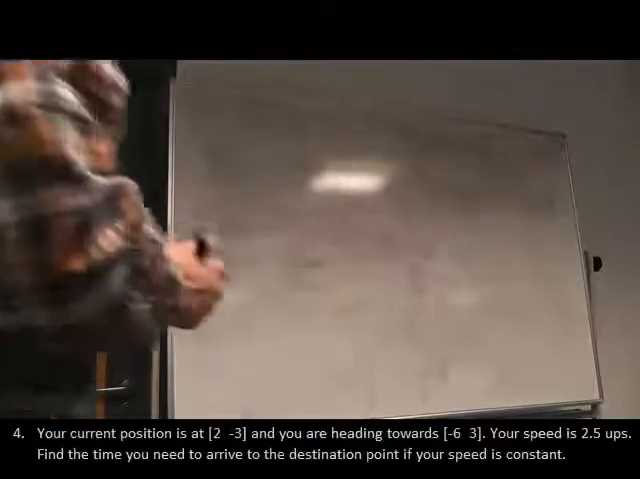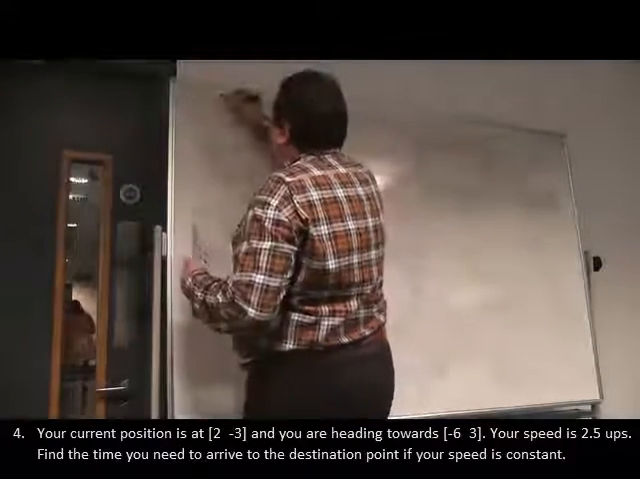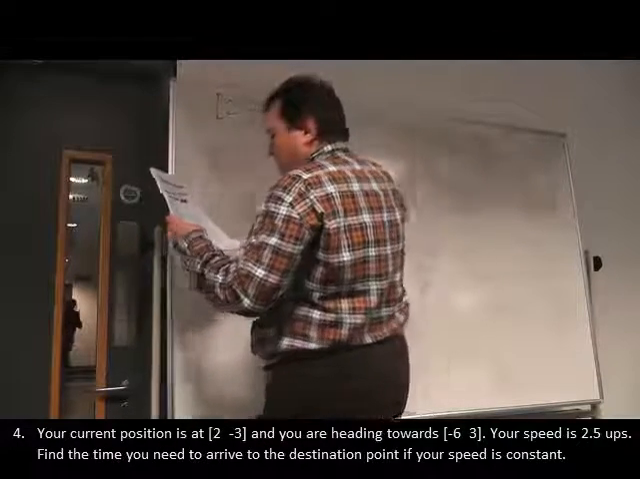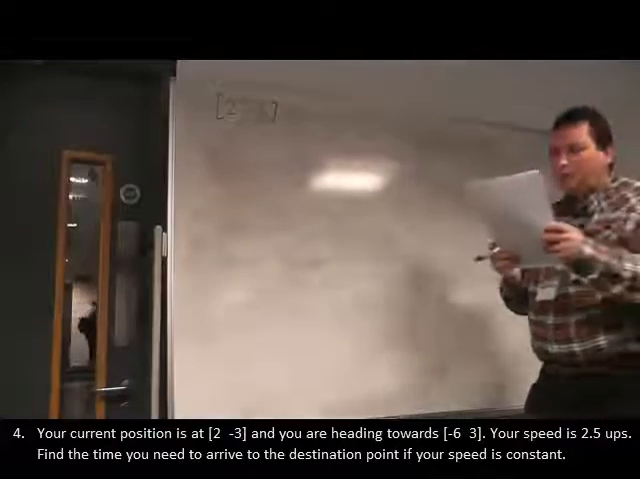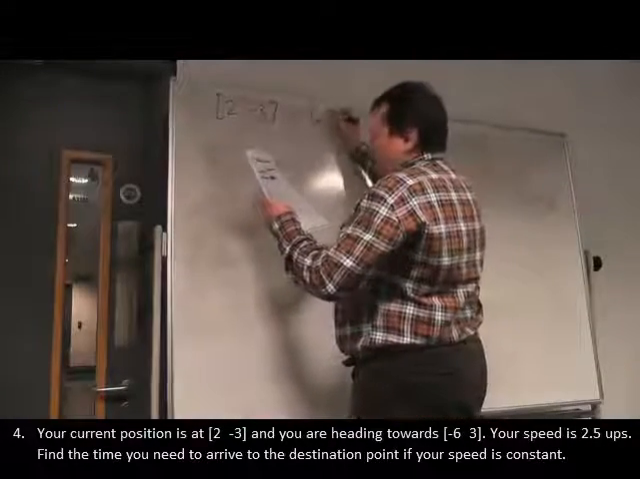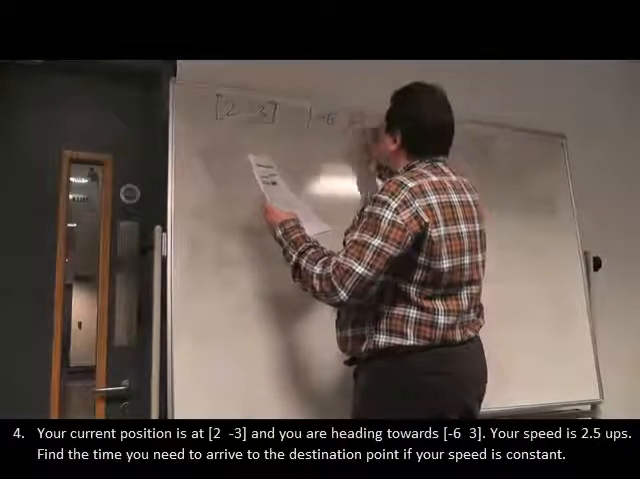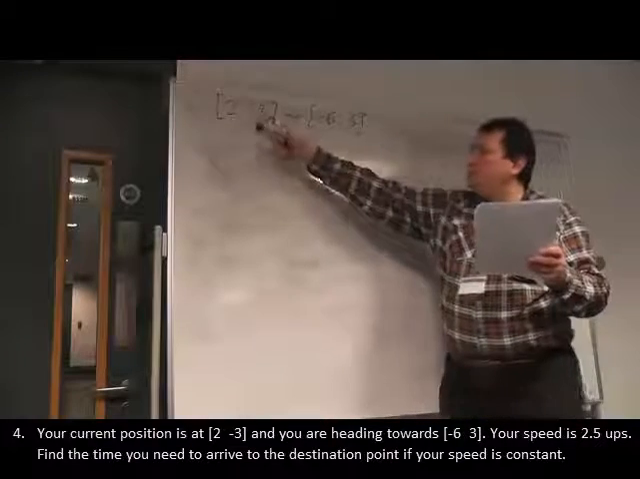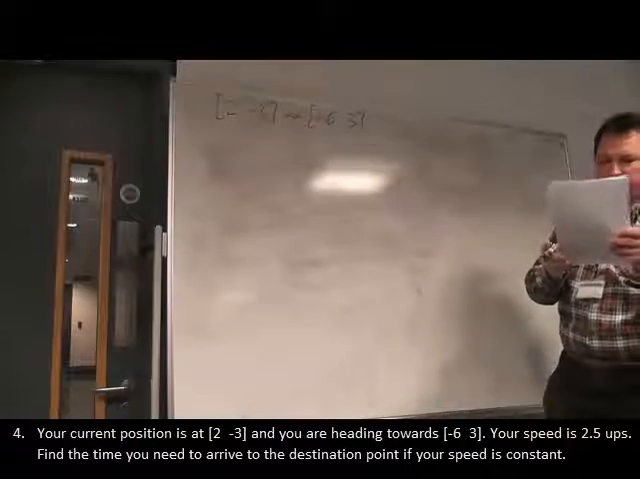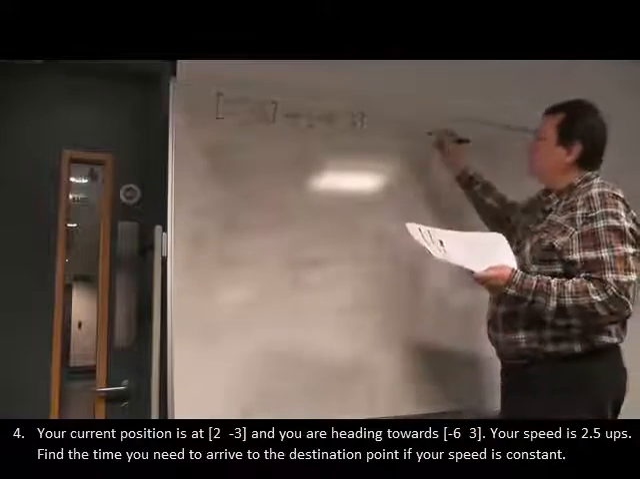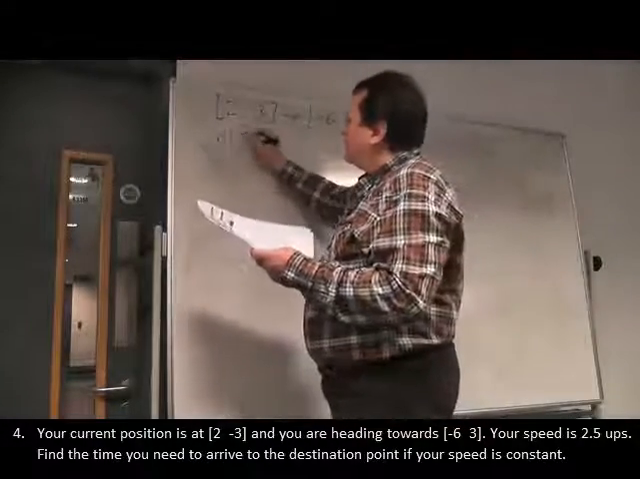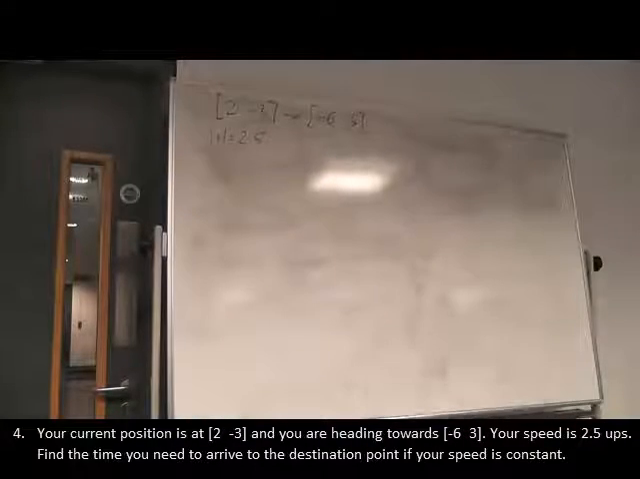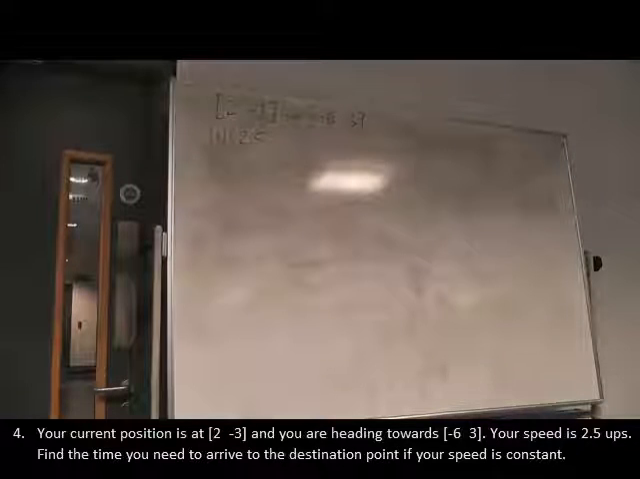Question 4. My current position is (2, -3), and I am heading toward a point (-6, 3). So this is my movement. I am at this position, (2, -3), and I am heading towards (-6, 3). My speed is 2.5 units per second. Okay? So this is a little bit different approach.